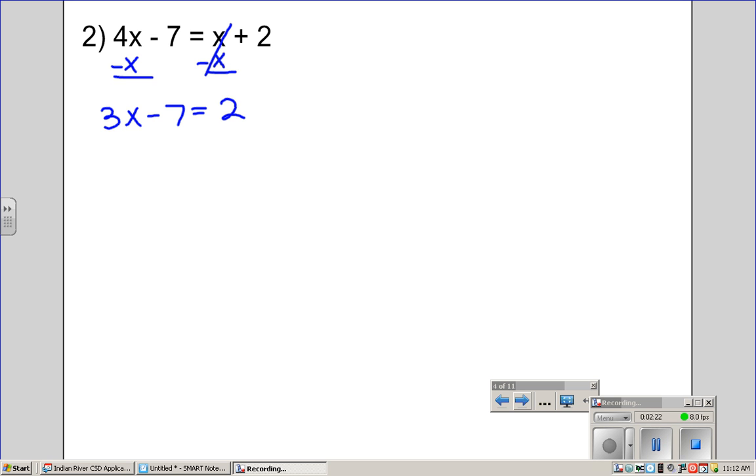X now is only on the left. I see a minus 7. I'm going to do the opposite and add 7. Negative 7 plus 7 is 0. Drop down 3x. Add your 2 and 7. Then x is being multiplied by 3, so we divide by 3.